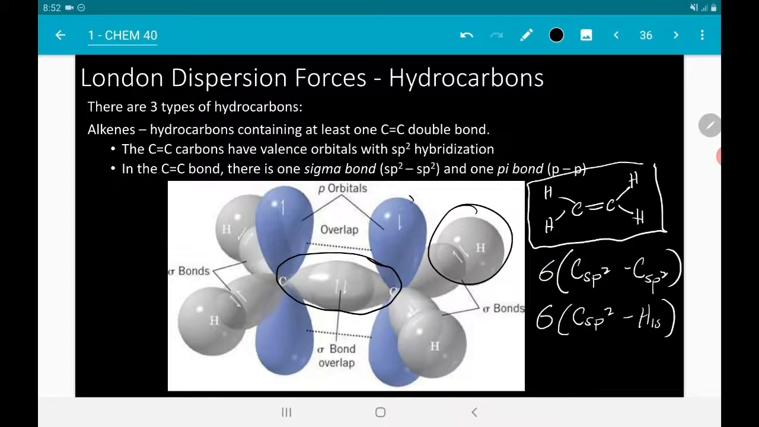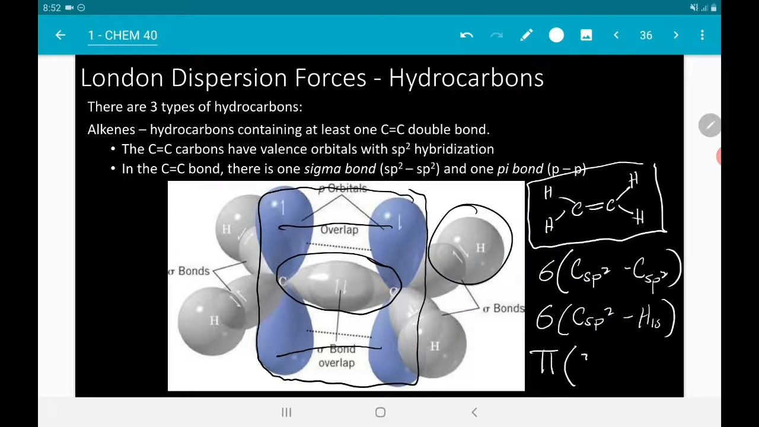Ngayon, let's look at the pi bond. Ito yung pi bond. Okay. Yan yung dalawang pi bond na to. So, that's pi. Okay. C of 2p, C 2p. So, yun yung mga 2p orbitals ng dalawang carbon na yan. So, that's how they form or how they bond through a pi bond. Okay.